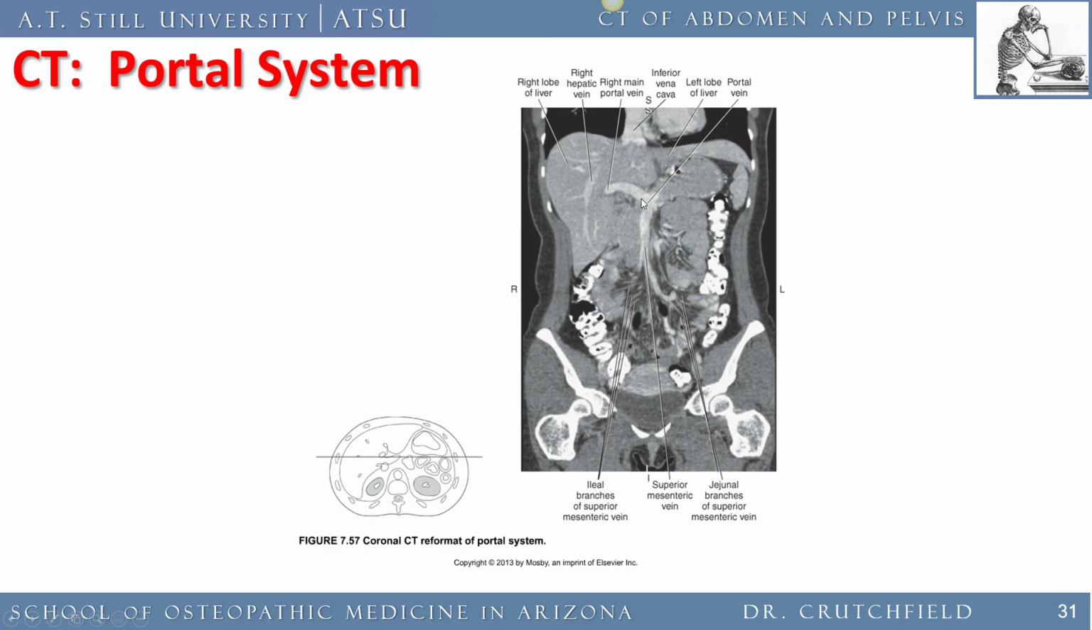Here we have our portal vein splitting into a right main portal vein. We'll see that a little bit better later on. I can't completely tell you where the inferior mesenteric vein is to make up the entire portal vein, and I can't see the splenic vein in this image.